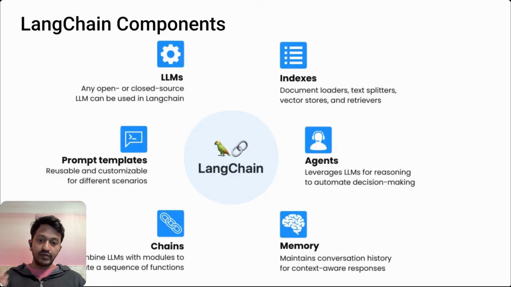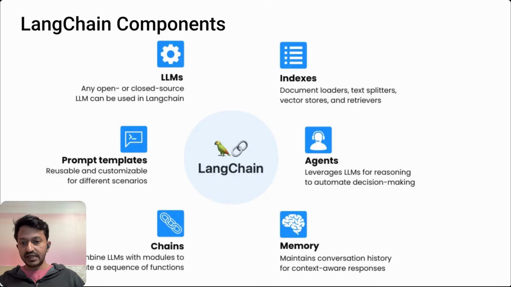And also one main component of LangChain is chains. It's nothing but it usually combines LLMs with modules to execute a sequence of functions. So you can basically combine prompts and then these LLMs to build a simple chatbot. So this is one of the unique and critical components of LangChain, that is chains, right? You can basically build workflows using the chain-like structure, right?